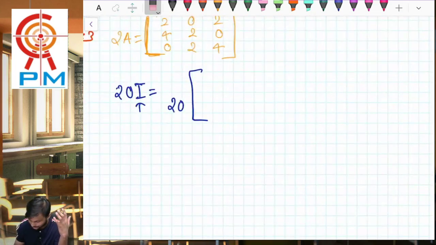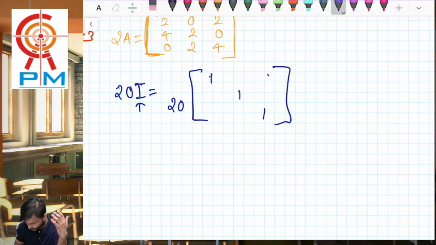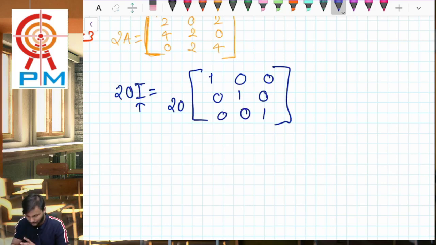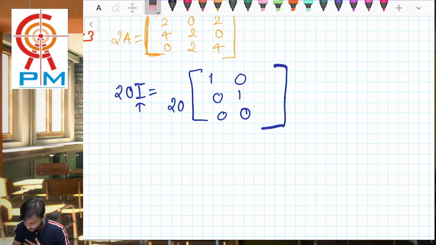And the 3 by 3 identity matrix looks like this: 1 1 1 on the diagonal and the rest all 0 0 0 0 0. It's a very favorite matrix of mine, and one of the matrices which is very simple to solve. Believe me guys, very simple. Okay, let me just write the 20I bit up.